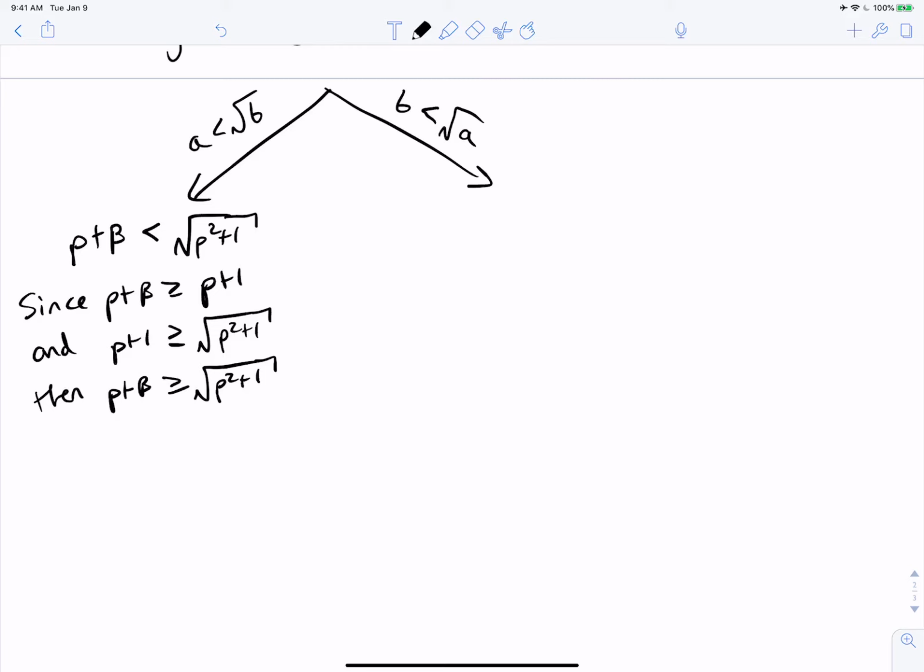And now what about the other side? This is saying that p squared plus 1 is less than the square root of p plus beta.